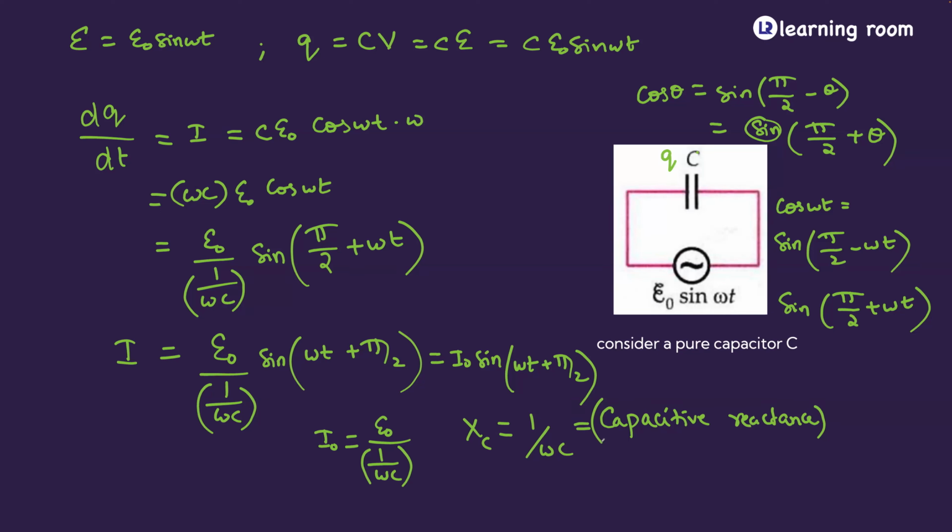Why we call it resistance is because current and that parameter are inversely proportional to each other. So if the value of 1 by omega c increases, the value of I naught will decrease. Am I clear with these points?